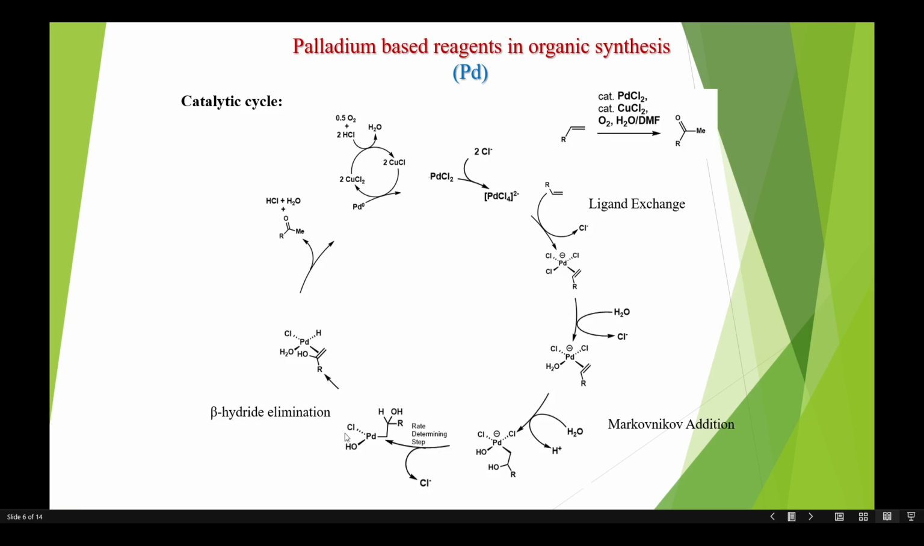After that, a beta hydride elimination reaction will happen, and you will get the corresponding alkene. So this palladium complex undergoes a beta hydride elimination reaction, and after that, your product is an enone, which converts to the corresponding ketone product. After the isomerization, you will get your corresponding ketone.